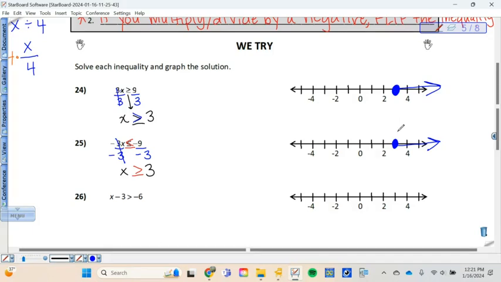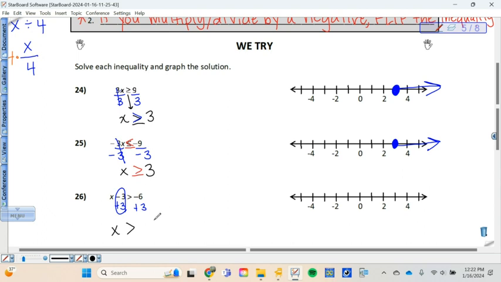Number 26, we've got x minus 3 is greater than -6. What's the opposite of minus 3? Plus 3. So I add 3 on the left and add 3 on the right. Try again. Yeah, we've got the x over on the left-hand side. Did I multiply or divide by a negative number? No. So my inequality stays the same.